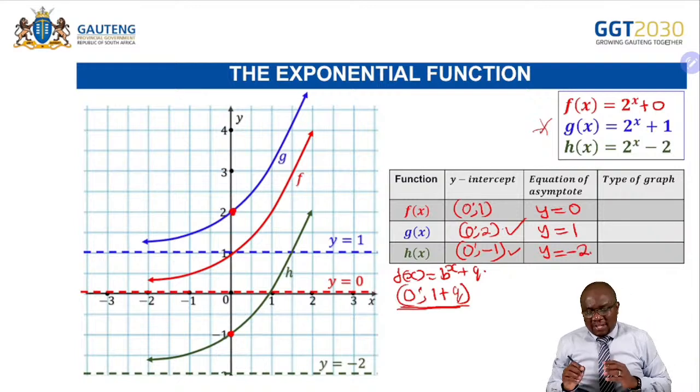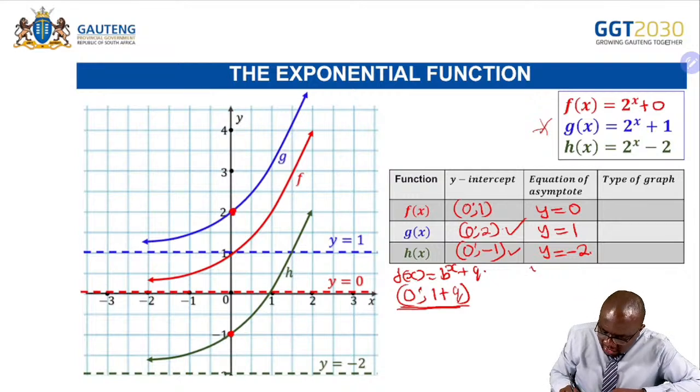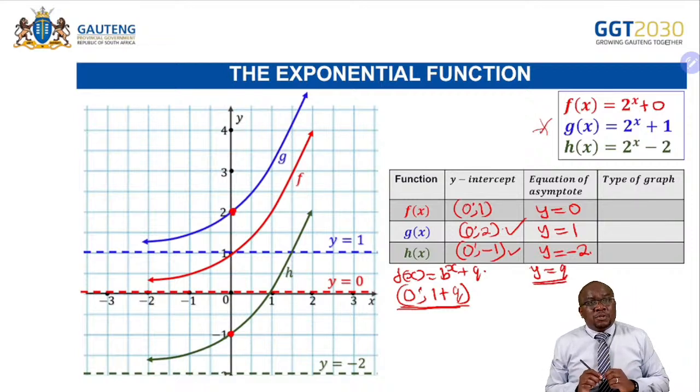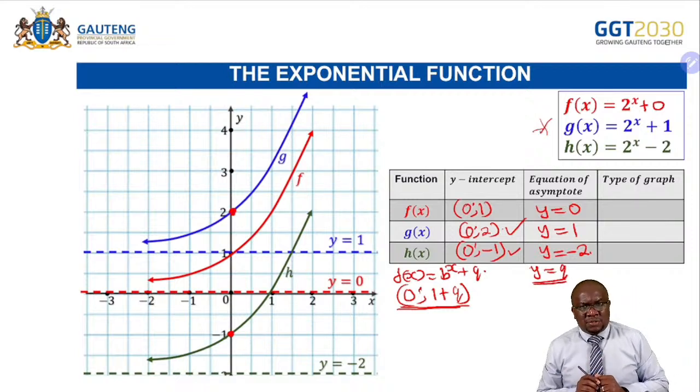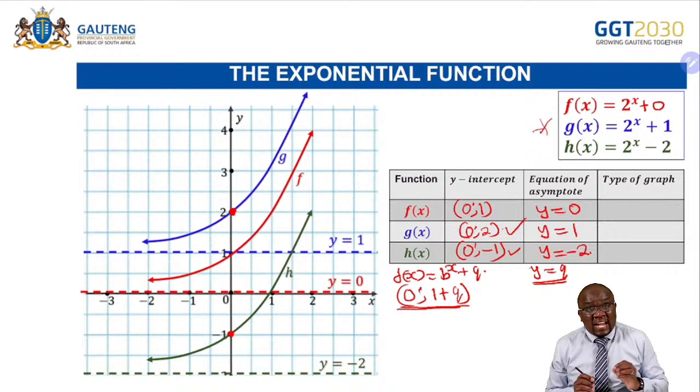How can we link the equation of the asymptote with the q value? We can say here, y is equal to q. The equation of the asymptote is y is equal to q. Do you see that? Okay, right. You can write your short notes as we proceed.